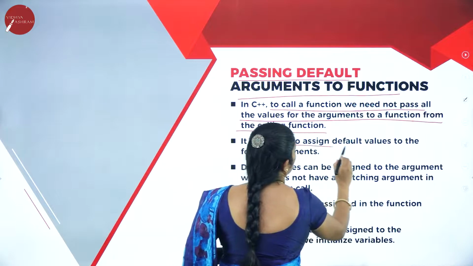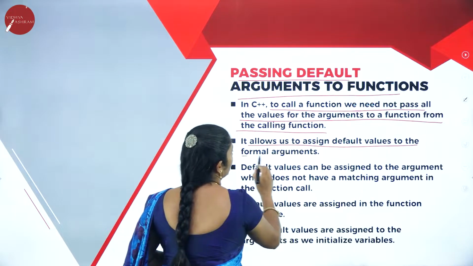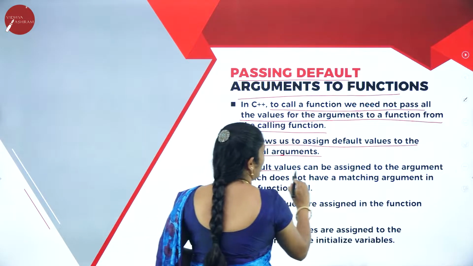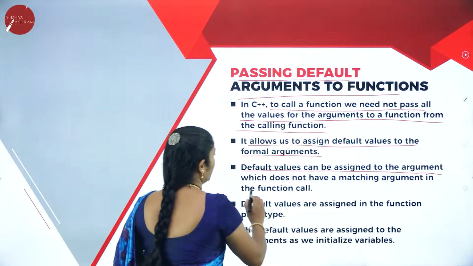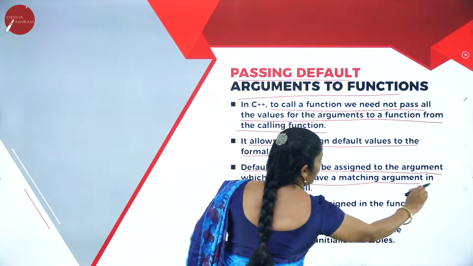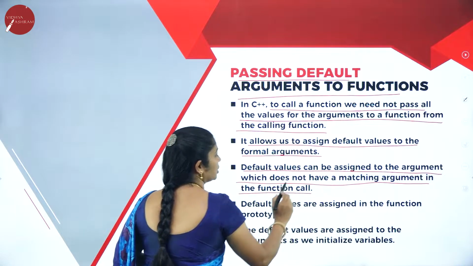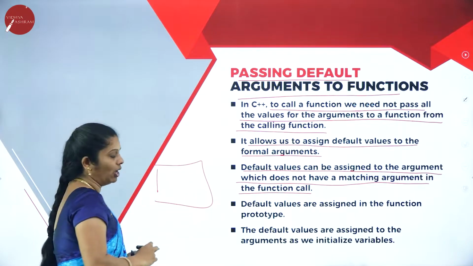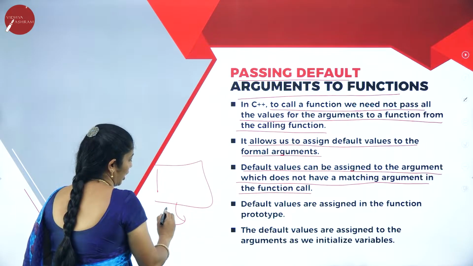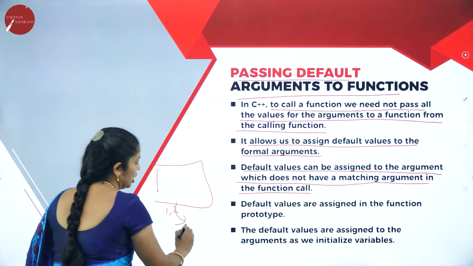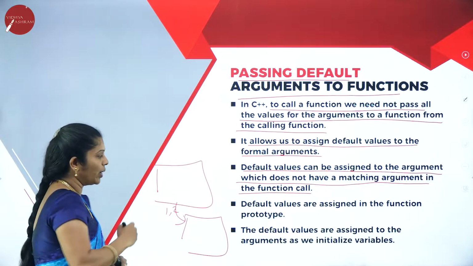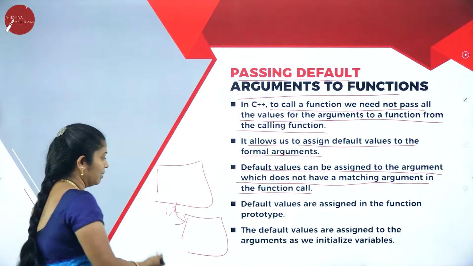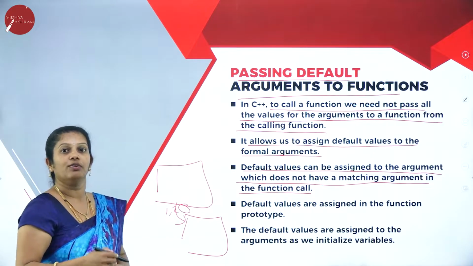It allows us to assign a default value to the formal arguments. Default values can be assigned to the arguments which do not have matching arguments in the function call. For example, from the main program, we say that we'll pass 3 values, but we have passed only 2 values, for example 1 and 2, to the subfunction. In the beginning, we declared that we'll pass 3 values to the subfunction. Then what happens? The compiler itself will take the default value for the third one.